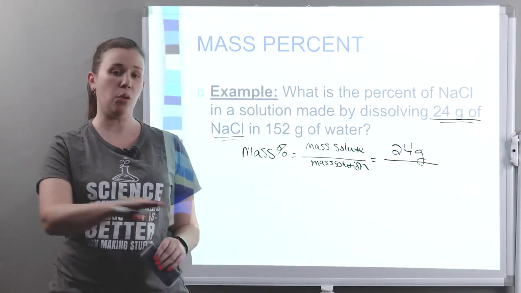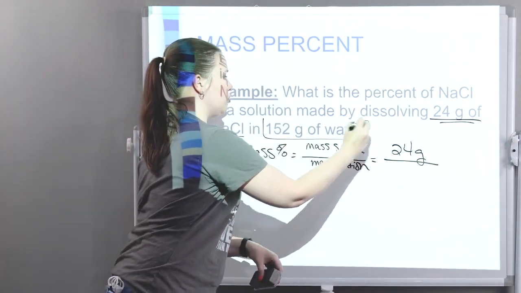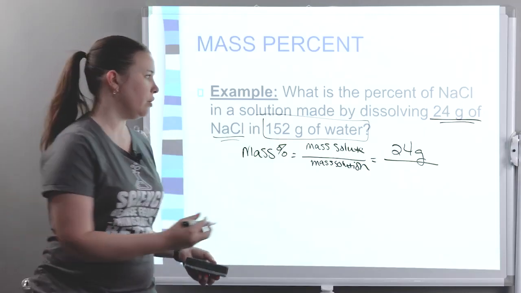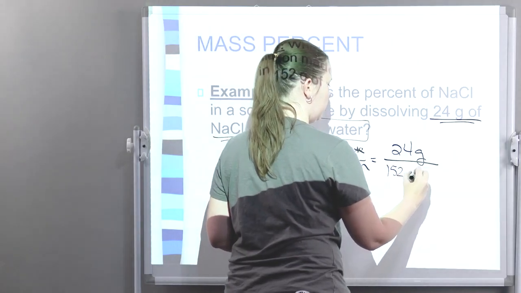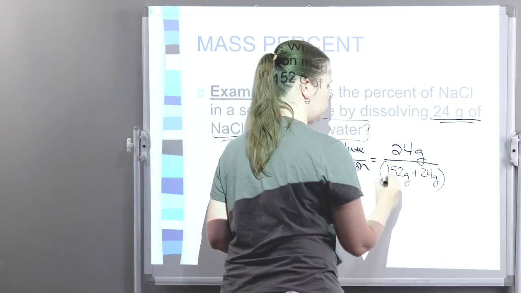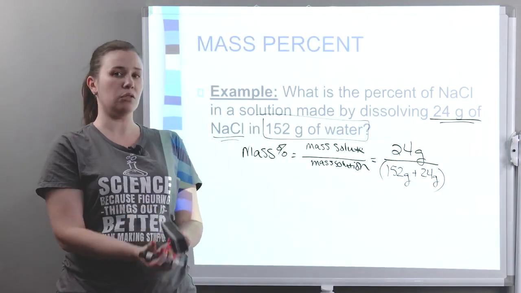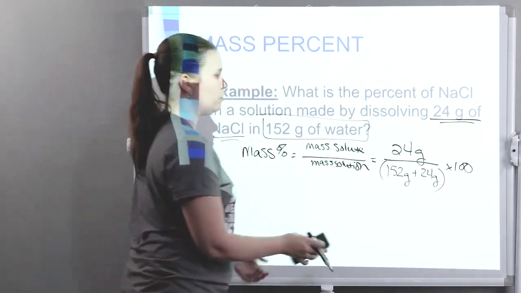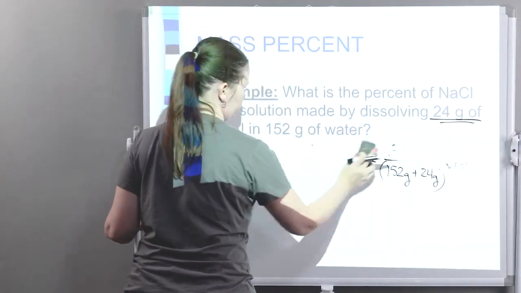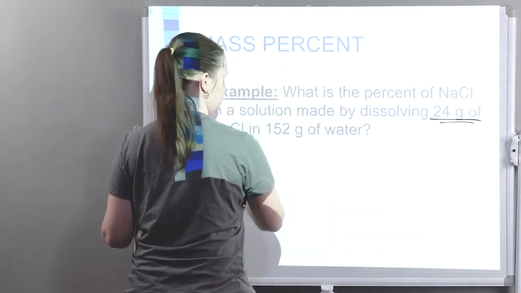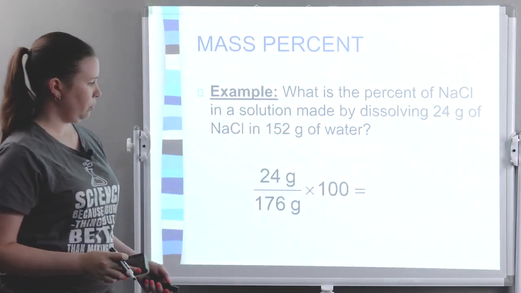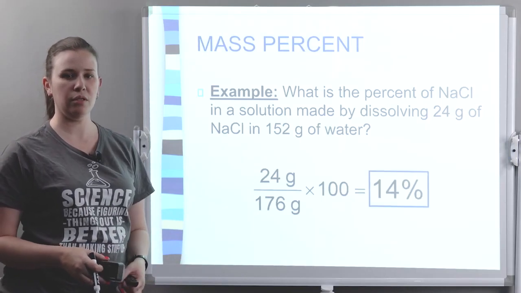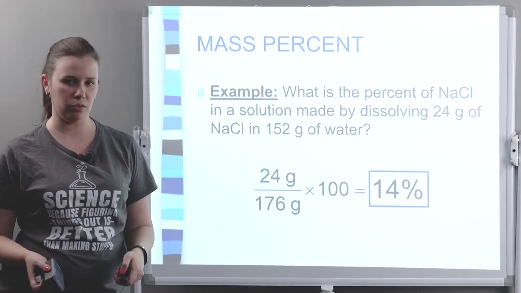On bottom, I want the mass of the total solution. So is 152 grams of water the same as the mass of the total solution? Well, no, that would only be the mass of the solvent. We want the 152 grams of the solvent plus the 24 grams of the solute. That together will make the mass of the solution. So if I find 24 grams relative to that as a percentage, I will have my mass percent of solute. So let's get that in the calculator. So when you add the 152 and the 24, you get 176 total grams of the solution, which is about 14% sodium chloride in the solution.